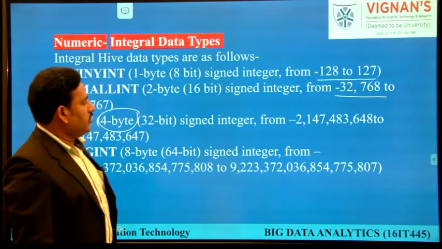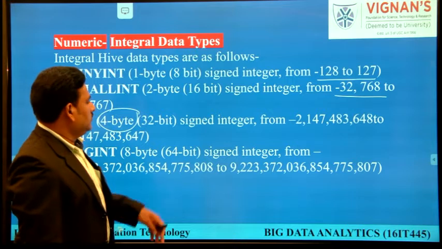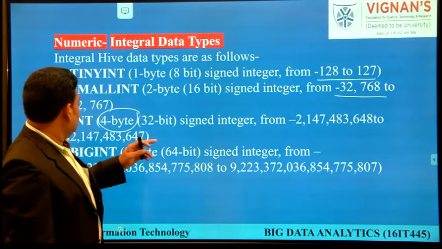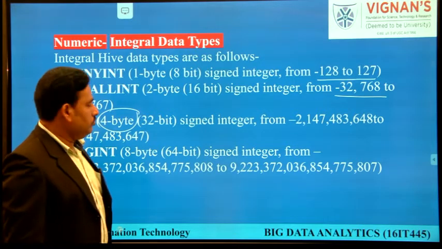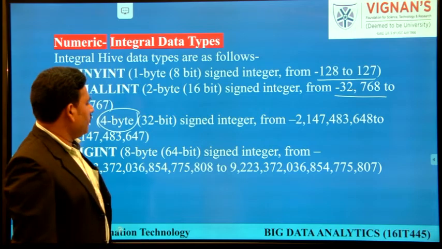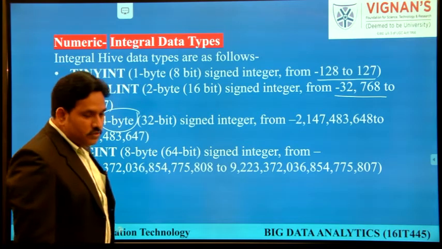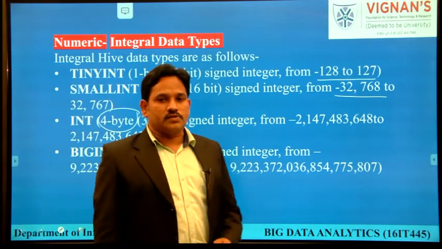Now its range is from minus 2,147,483,648 to 2,147,483,647. That is negative to positive. When we go for a big integer, it will store up to 64 bits of decimal information.